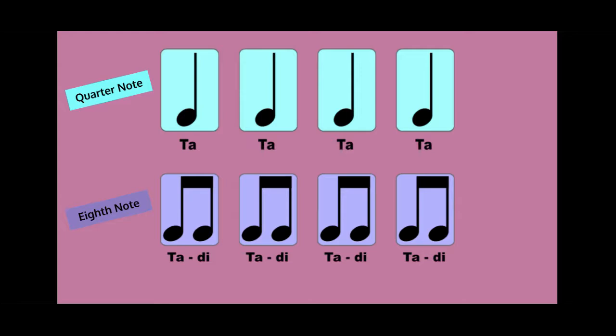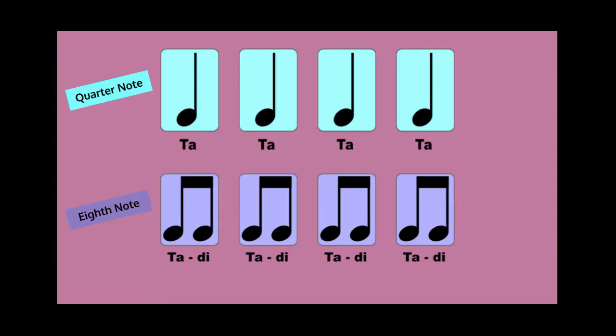Just like you would have 4 quarters in a dollar, a lot of times in music we group things together in groups of 4. So there are 4 quarter notes. Count how many eighth notes there are. Did you get 8? So there are 8 eighth notes here.